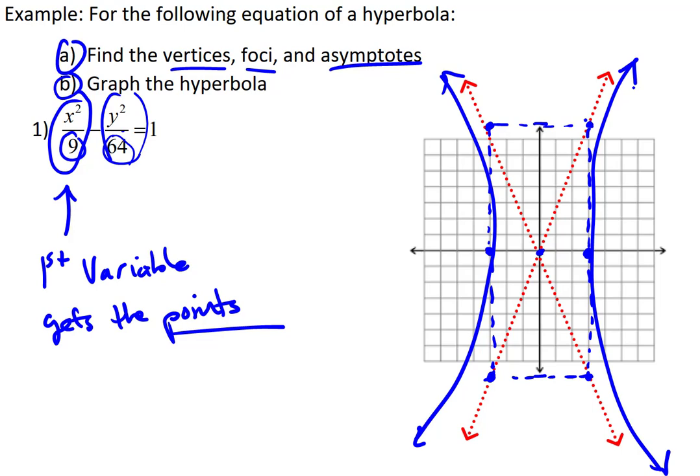Now everything else we've drawn, such as the box and asymptotes, those are essential pieces to getting the hyperbola drawn. They're not actually the hyperbola, but they're part of the graph because of how important they are.